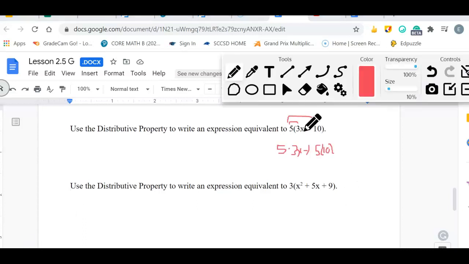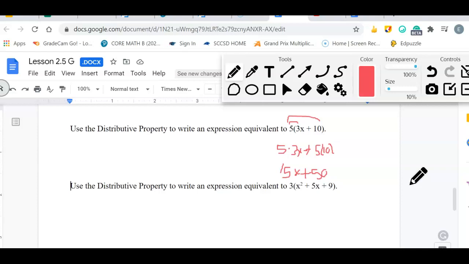The first one here, we have 5 is going to be distributed to the 3x to be 5 times 3x. And then there should be a plus. It's kind of funky. Then distribute the 5 to the 10 to get 5 times 10. You can use a dot. Sometimes I like to use parentheses. Mix it up. It means the same thing. 5 times 3 is 15x plus 5 times 10, which is 50. 15x plus 50.